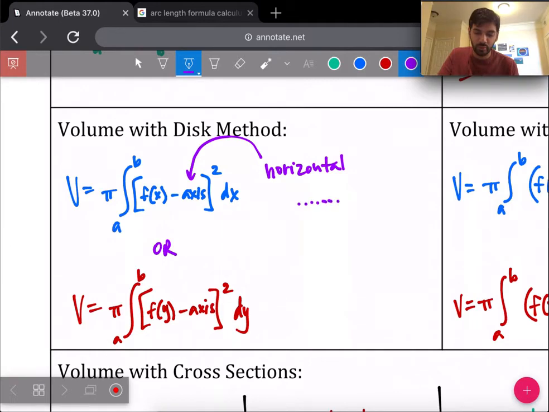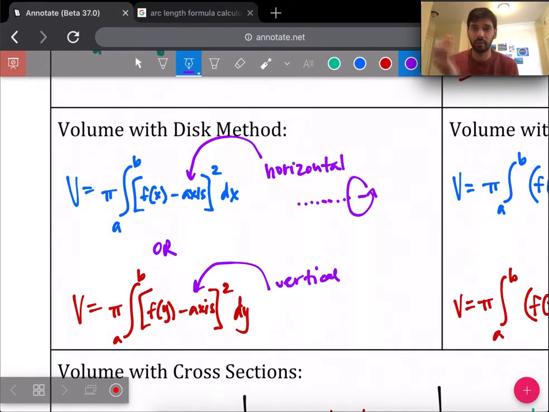So I'll just draw a little picture like here. Here's your horizontal axis and you're revolving vertically like this around it. And so that means if it's in terms of y, this is a vertical line. The axis is a vertical line. The axis is vertical and you're revolving this way around it. So that means that your axis was vertical and you're revolving around it kind of like this.